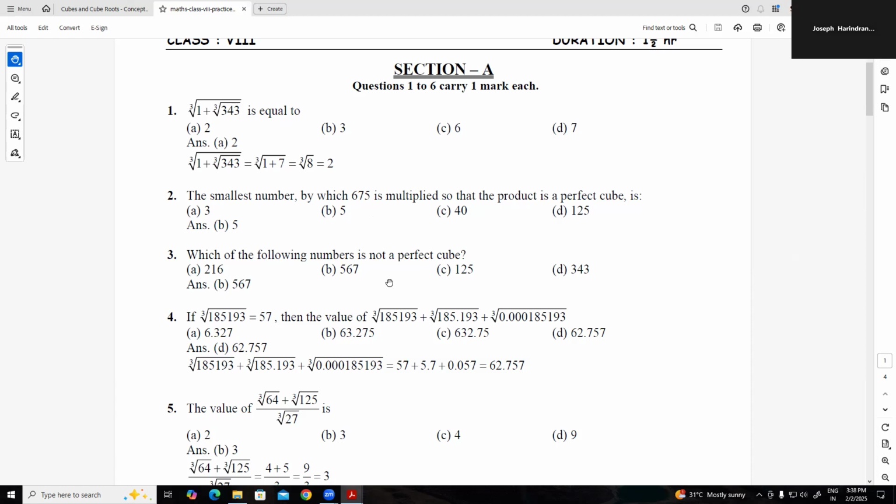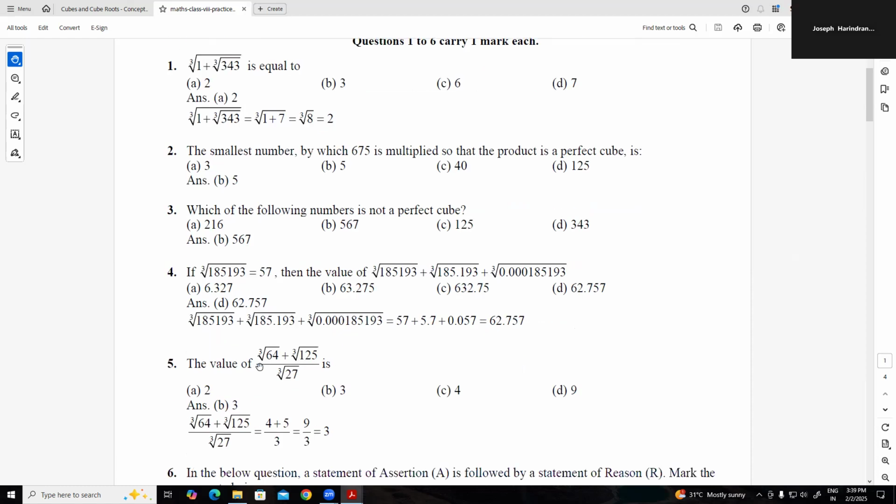We know 343 from the table. We have memorized a few of the table: 125, 216. 567 is not a perfect cube, though it ends in 7. 216, we know the cube root is 6. 125, the cube root is 5. 343, the cube root is 7. So we know from the standard table of cubes, and therefore it is 567. This is not a perfect cube.